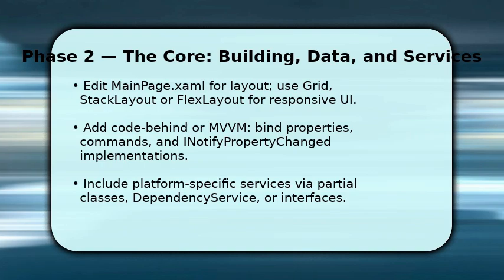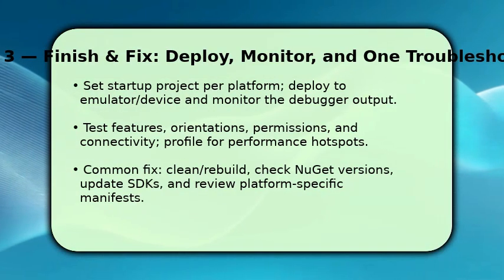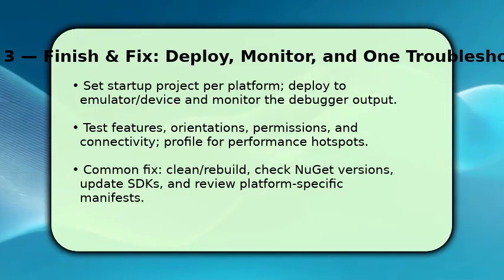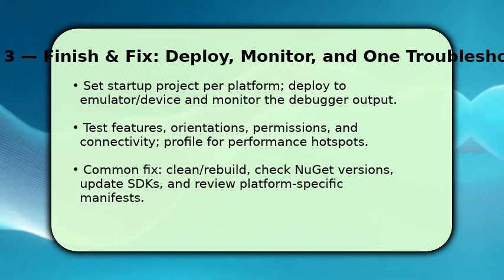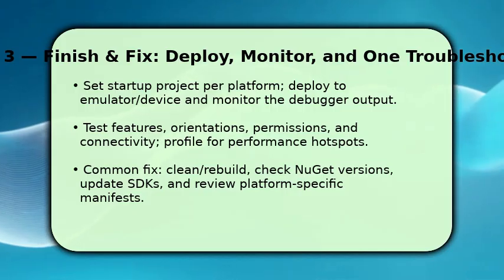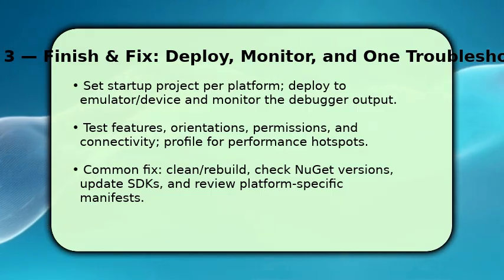You finish by deploying and validating. Choose the platform startup project, run on an emulator or device, and watch the debugger for exceptions and logs. Make sure to test orientations, permissions, and network conditions, and profile resource use to catch slow rendering or memory leaks. If something breaks, clean and rebuild first, reconcile NuGet package versions, update your SDKs, and inspect the Android manifest or Info.plist for missing permissions. This sequence solves most platform and dependency issues quickly.